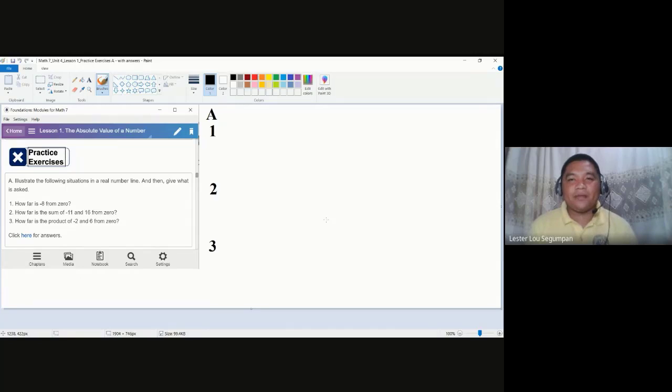But these three items here differ from one to another. Number one, we just simply ask how far is -8 from 0. But in numbers 2 and 3, we are tasked to determine how far is the result of the different numbers here when operated in a specific operation. Let's look at number one first. So we are tasked to illustrate them in a real number line. In short, we are tasked here to make real number lines for each item. So let us make a real number line first for number one.